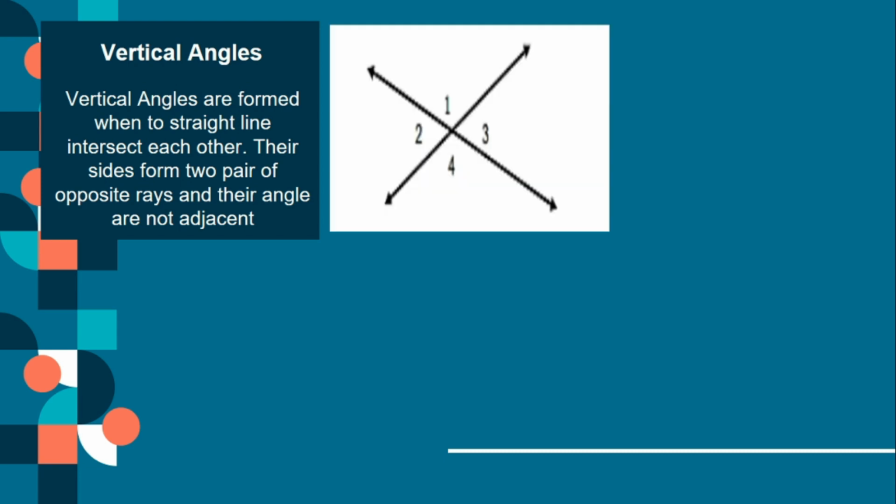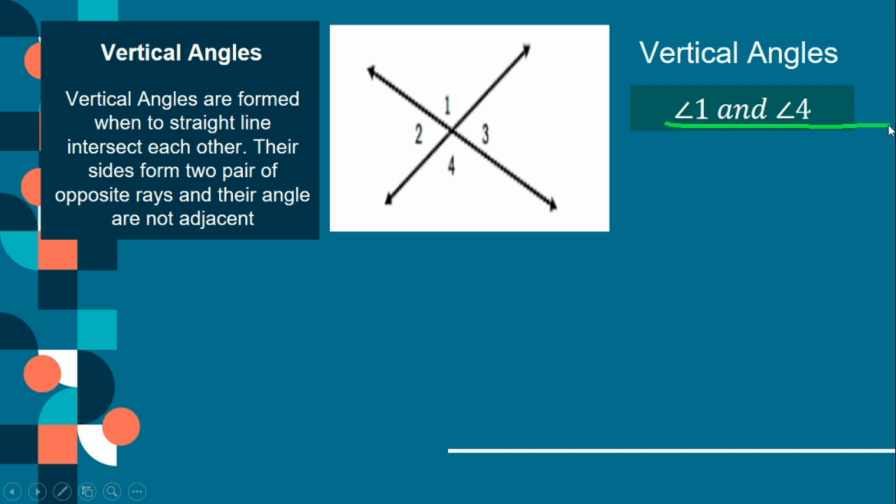Let's have an example. I have here two lines na nag-intersect. Alin dyan yung vertical angles? Their sides form two pairs of opposite rays, and then their angles are not adjacent. So, tingnan natin, ano kaya yung vertical angles natin dyan? We have vertical angle pairs 1 and 4, and the other one is angle 2 and 3. So, yan yung mga vertical angles, yung magkatapat.